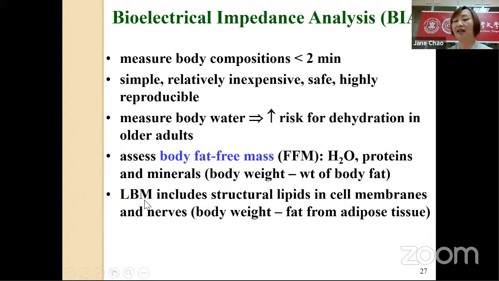The answer is lean body mass, because lean body mass still has lipids, and those lipids are located in the cell membranes and nerves. So even though we call it lean body mass, it still has a little bit of lipids in the cell membranes and nerves. But fat-free mass indicates no fat at all. So fat-free mass doesn't contain any fat. The value of fat-free mass is a little bit lower than lean body mass, because lean body mass still has a certain amount of fat. Okay.